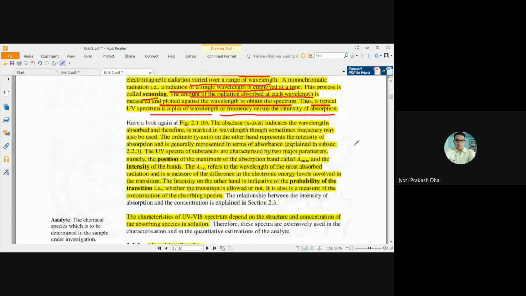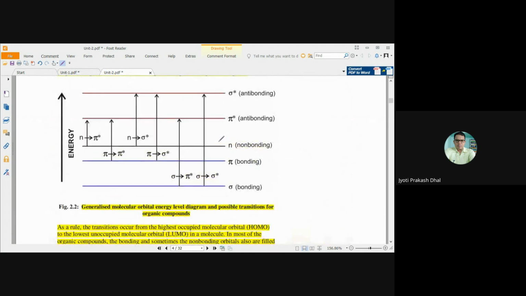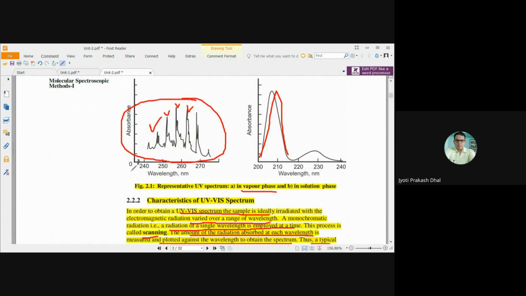So here, according to figure 2.1b, when electromagnetic radiation is allowed to pass through the sample, you can see that the sample will absorb a wavelength of, suppose, 242 nanometer, and then again 248 nanometer, then 252 nanometer, then 258 nanometer, like this. That means the sample will not absorb the wavelengths of all radiation. According to its characteristics, it will absorb particular wavelengths, and hence there will be peaks.